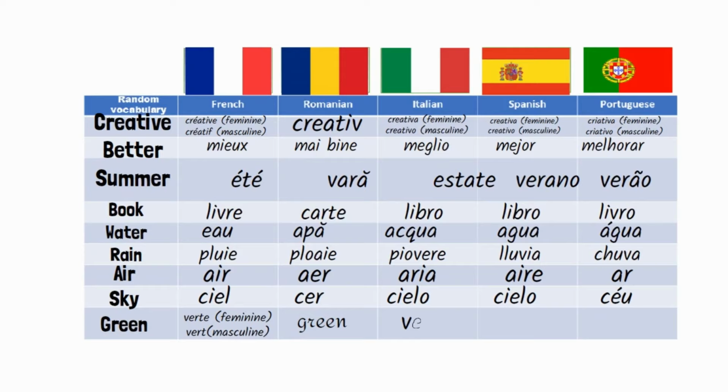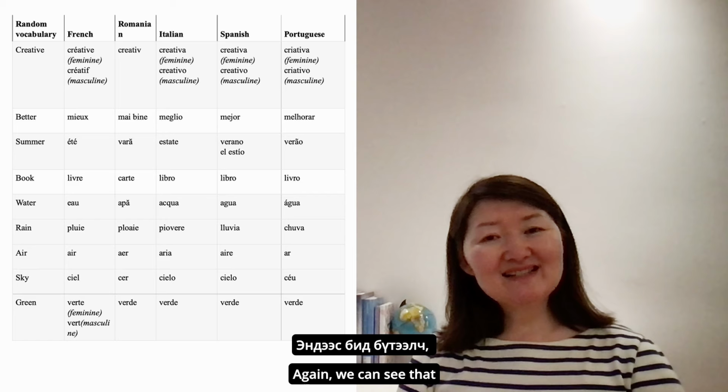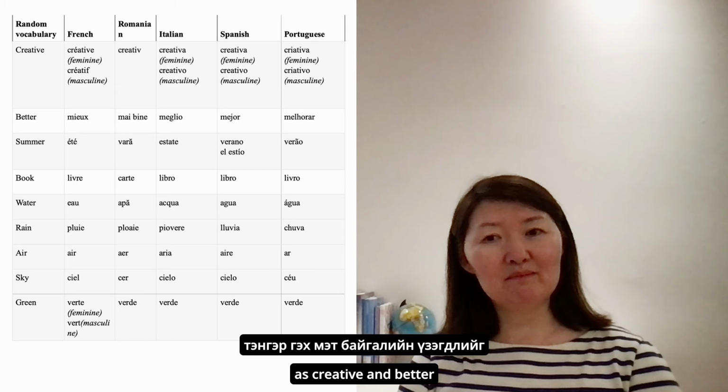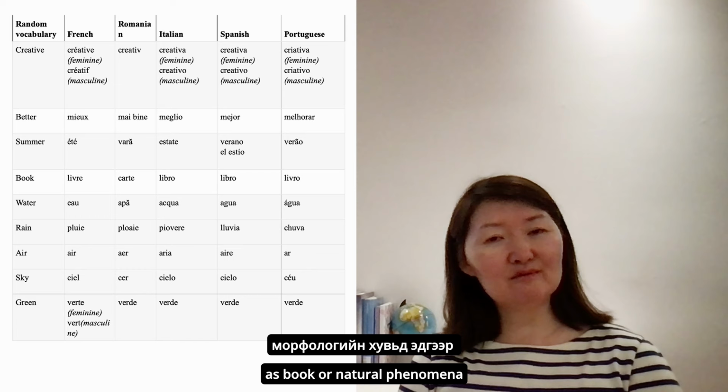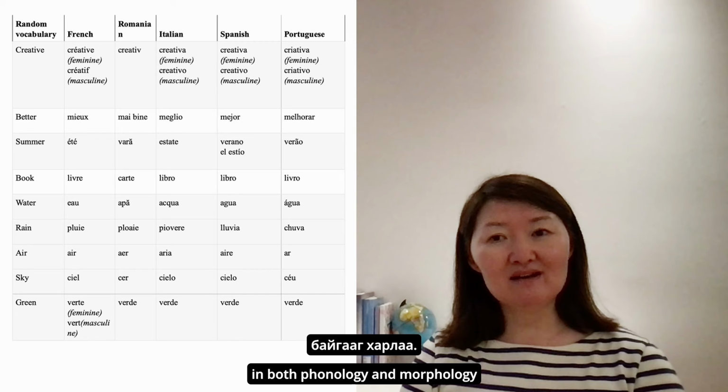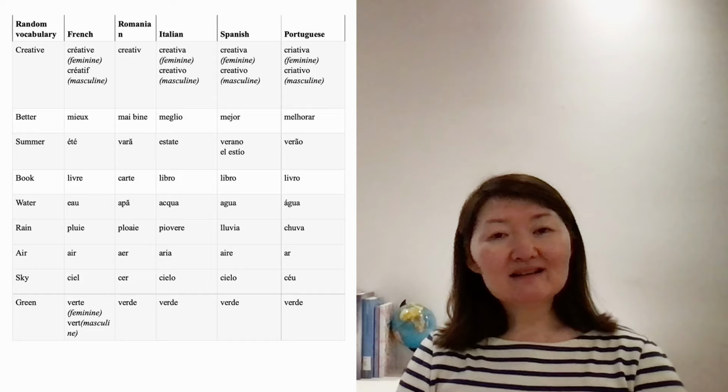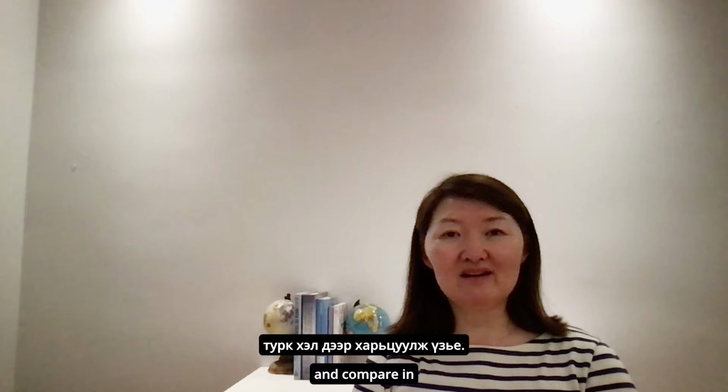Again, we can see that the lexical classifications for adjectives such as creative and better, and nouns for items such as book or natural phenomena like rain, water, sky, are all similar in both phonology and morphology in all these Latin languages. Now let's check how the random vocabularies sound and compare in Mongolian and Turkish languages.